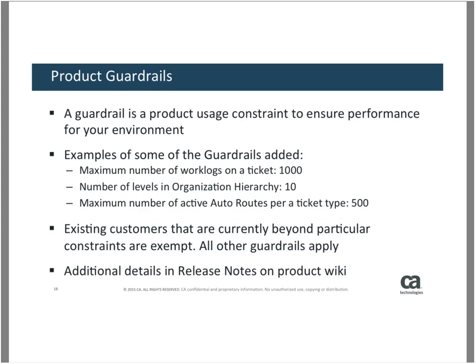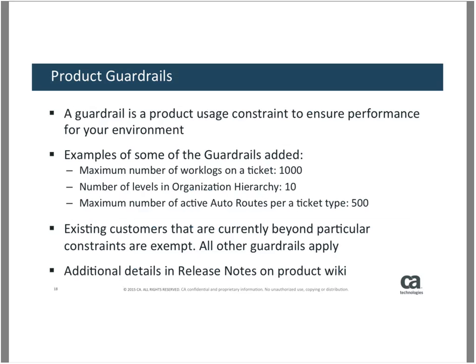Last, guardrails. If you're familiar with guardrails, these are something we started releasing in the last release. These are essentially product usage limitations to ensure good performance of the system in your environment. There's a couple of examples I've put here. It's just preventing long load times on tickets or problems with opening tickets and overall performance of the system.